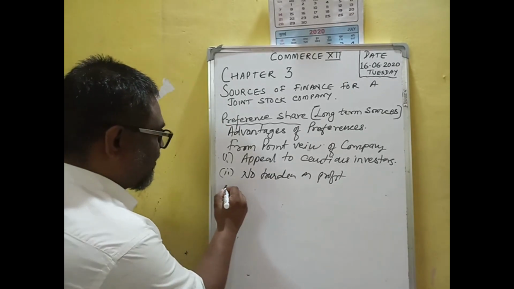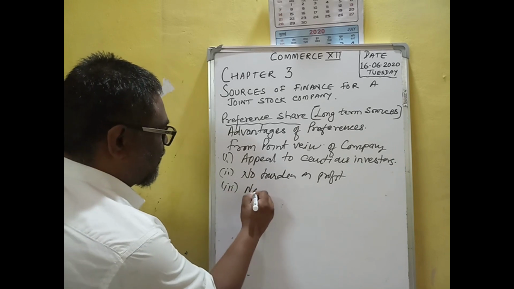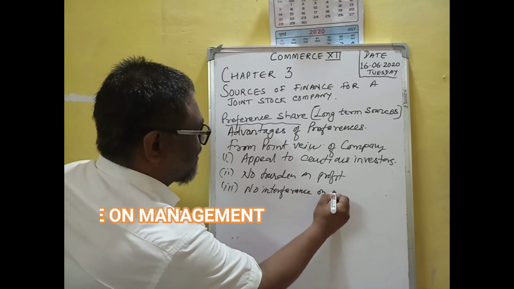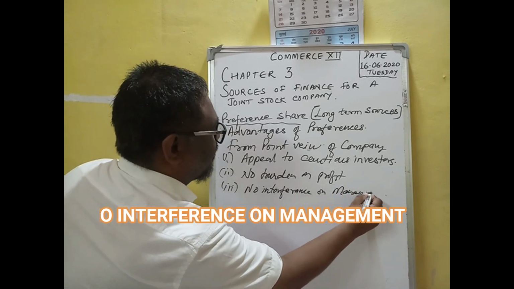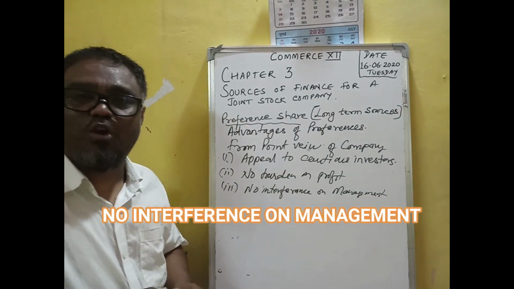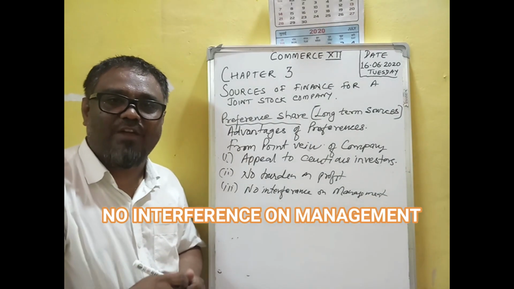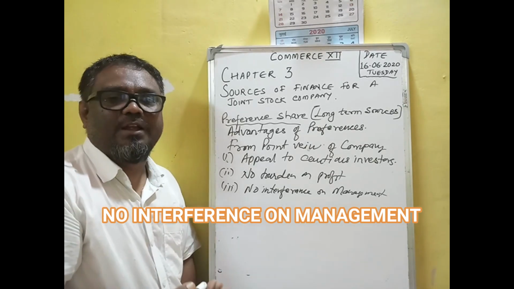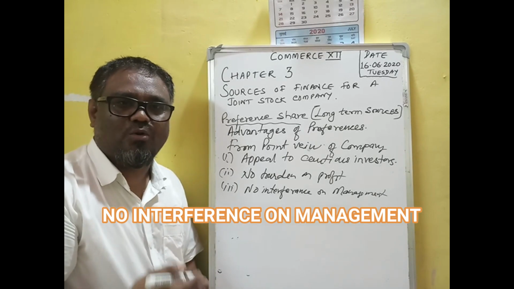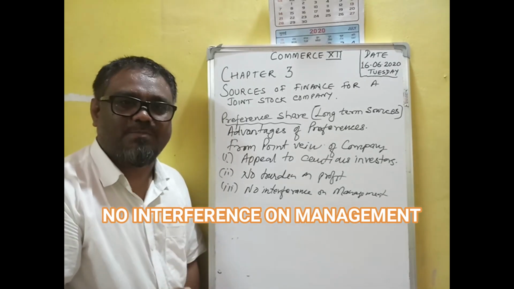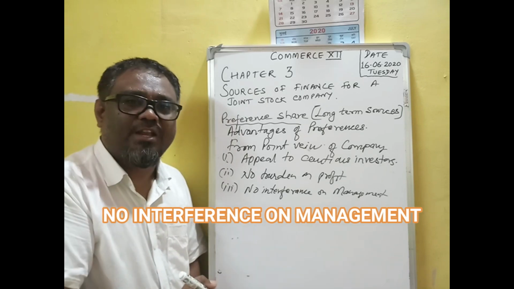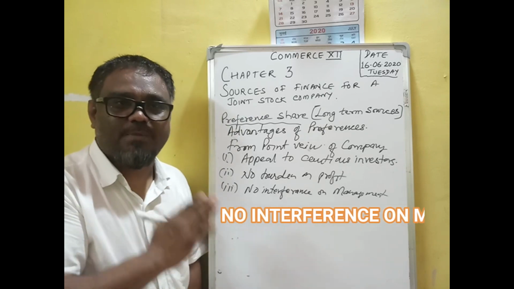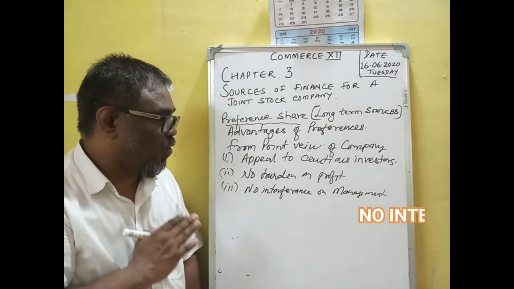And there is no interference in management also. No interference, because preference holders do not have any voting right, so they do not put any pressure on the management. They do not have any voice in the management, they cannot say anything. That's why they cannot interfere in the management of the company.